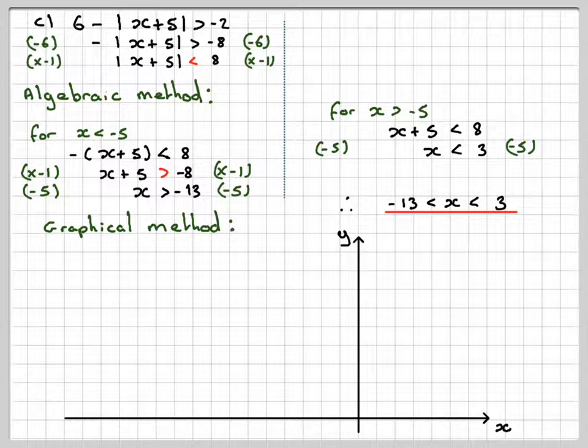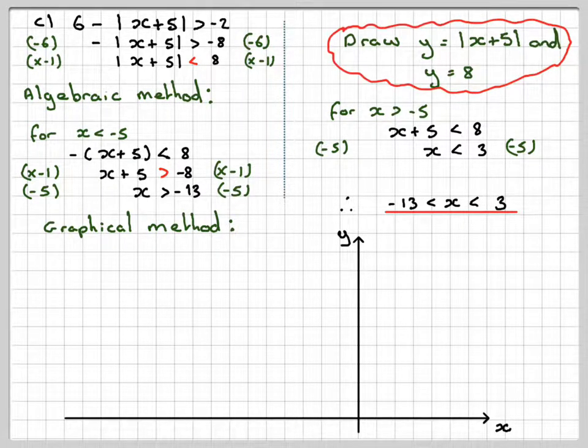Critical value was -5, and then what I'm going to graph is this one. Y is the absolute value of x plus 5, and y is equal to 8 on the same graph, rather than trying to draw this one. So the critical value is -5, so mark on -5 on your graph. So we're going to draw those two graphs. Mark on -5, and then y is equal to x plus 5 will be every one along, one up, every one along, one up. So that graph will go like that.